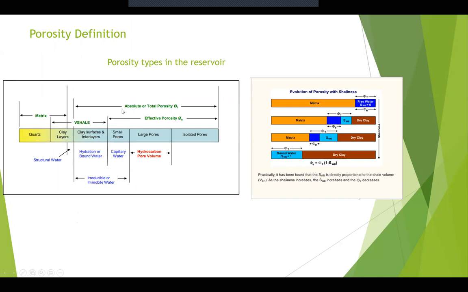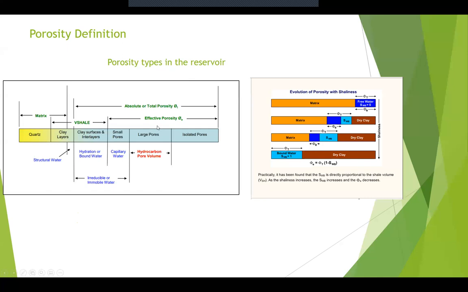But the issue is that for the carbonate, the isolated porosity is sometimes not connected to the other porosity. So it has no flow capacity, and this is the issue. So sometimes in the carbonate, you can see high porosity but low permeability, because this isolated porosity is not going to contribute to the production.